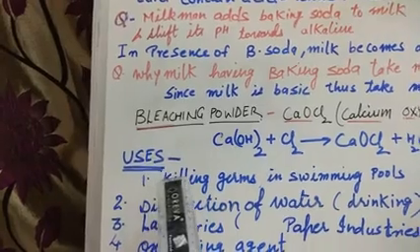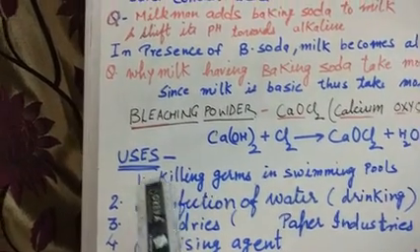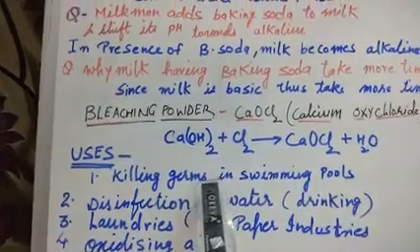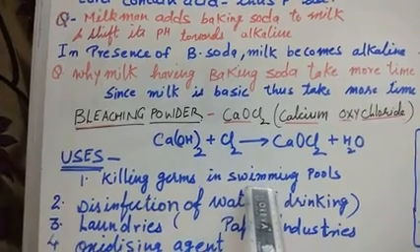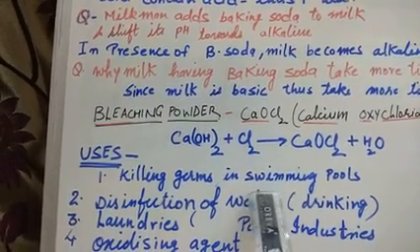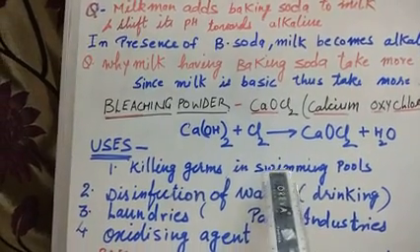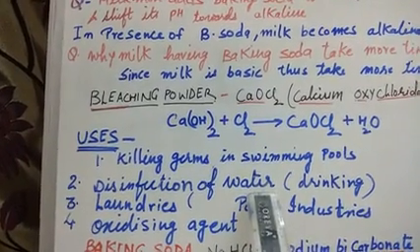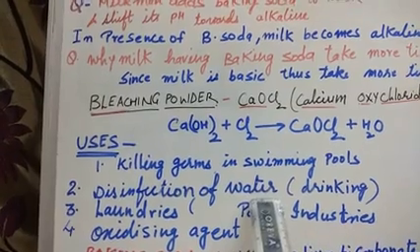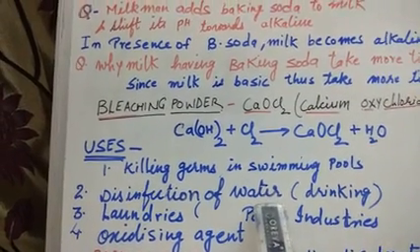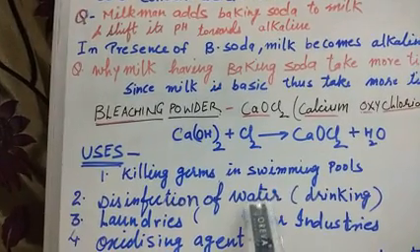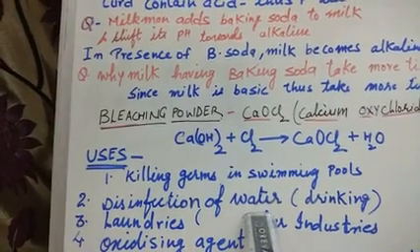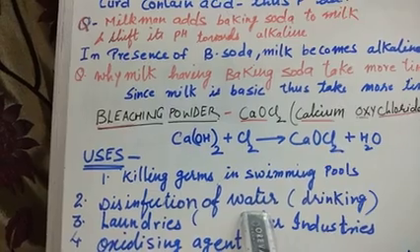I am telling you the uses, and then I will tell you which type of questions can be asked. Uses: mainly bleaching powder is used for killing germs, and that's why it is added in swimming pools or water parks, so that the water should not contain any germs. Next is disinfection of drinking water. In drinking water also, this bleaching powder is added whenever you are getting supply at your home. That water is firstly mixed with bleaching powder. It releases chlorine gas, and that chlorine gas is responsible for killing the germs in water.